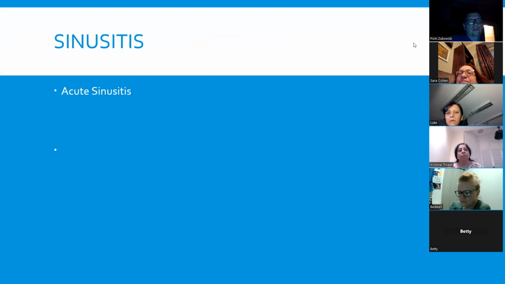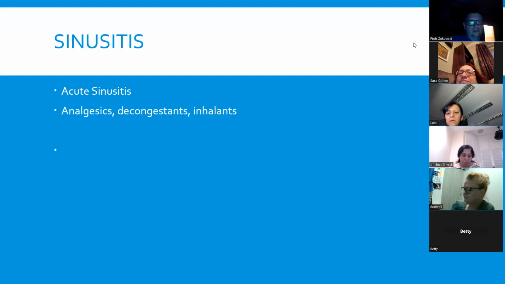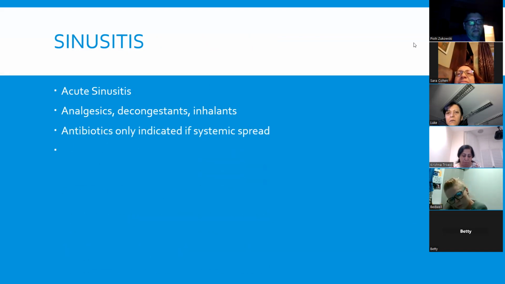Sinusitis. Acute sinusitis, which is what we tend to see, is my favourite diagnosis for dental patients because it means we don't have to do anything. Analgesics, decongestants, inhalants. Stick your head over a bucket of steam, put something you like the smell of in it, and breathe in deeply. Antibiotics are only indicated if there is systemic spread. They don't need antibiotics for every sinusitis, even if their doctor thinks they do. Their doctor's doing the same thing as dentists that give it out for every toothache. Extended sinusitis going on for a long period of time is a different condition. It's not what we're dealing with.